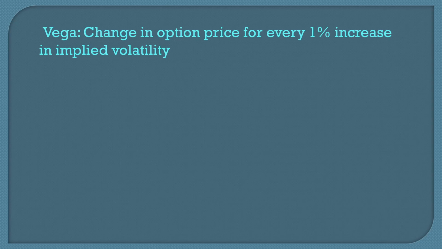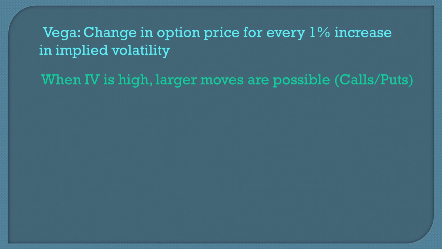Now, if you recall a few lessons back, I mentioned that the price of an option is made up of intrinsic and extrinsic value. Extrinsic value consists of time value and implied volatility. When IV is high, larger moves are possible, so you have to pay more for an option. And since these moves can happen in either direction, upwards or downwards, option prices for both calls and puts will increase when implied volatility increases. Let's take a look at an example to understand Vega.